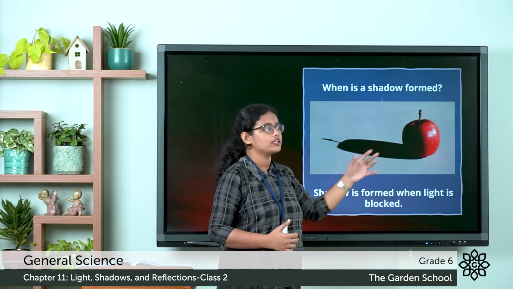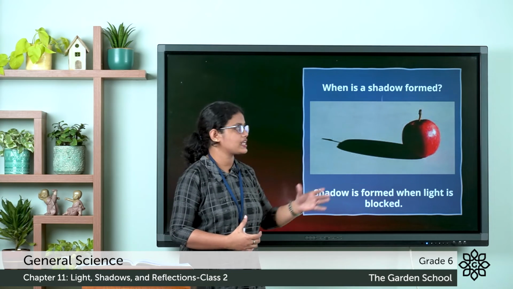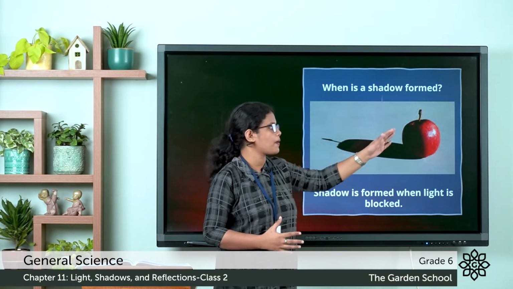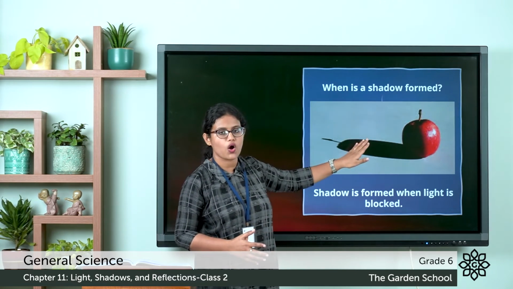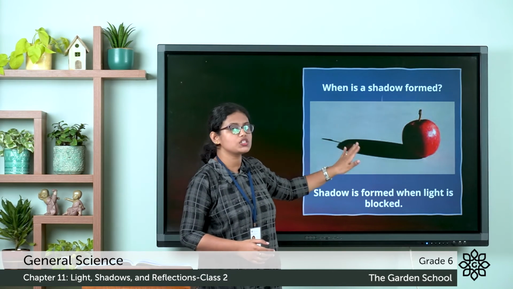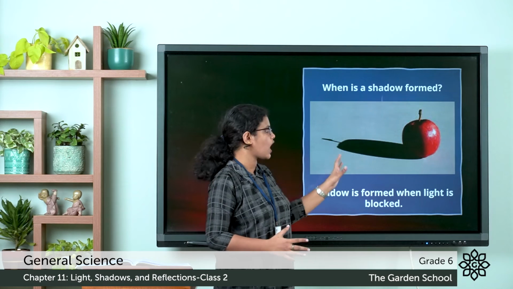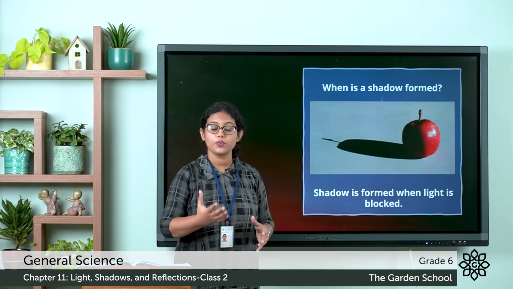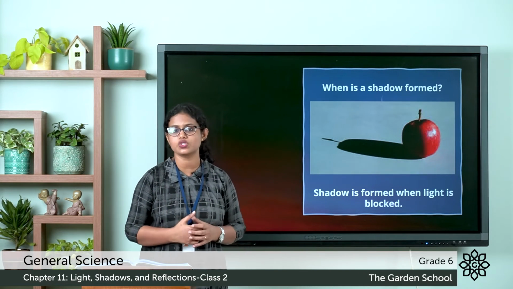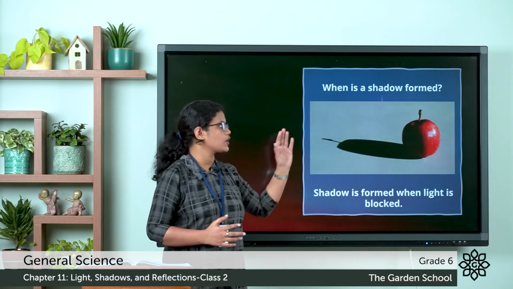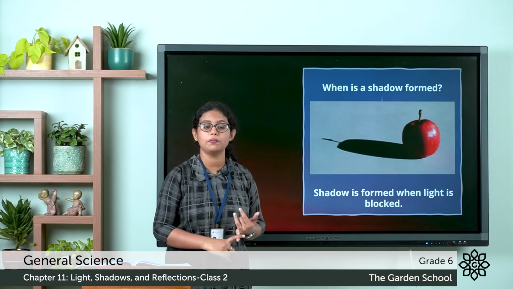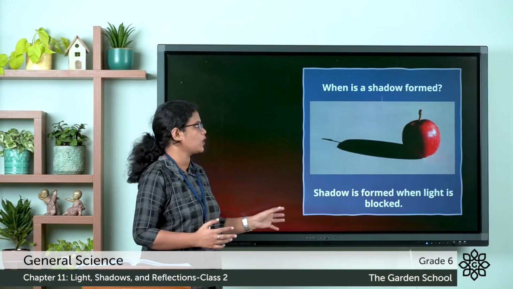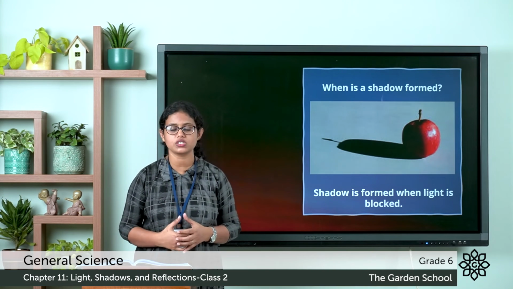Here you can see the apple, which is an opaque object, and it does not allow light to pass through it. As no light passes through this object, a dark patch is formed on the other side, and this dark patch is the shadow of this object. So this is how shadow is formed. The shape and size of the shadow depend on the position of the opaque object and the source of light. No matter what the color of the object is, the shadow will always be black or shades of grey. The shadow is formed when the light is blocked.